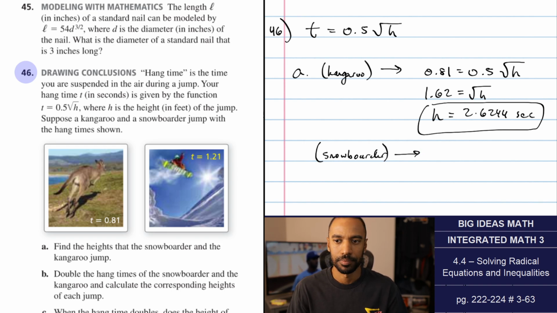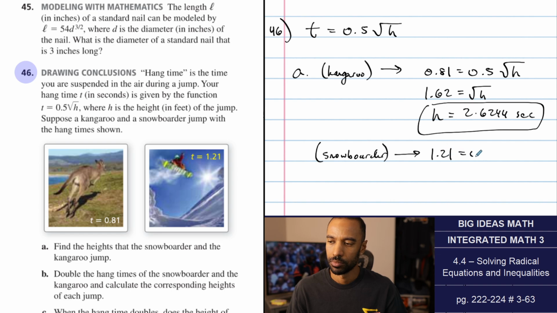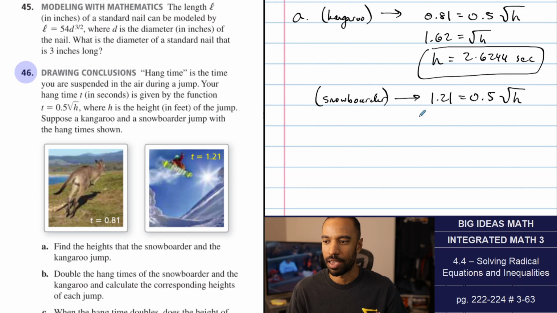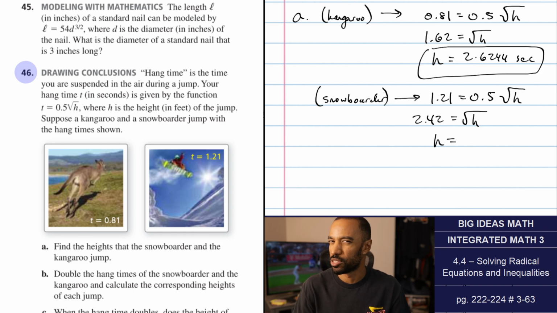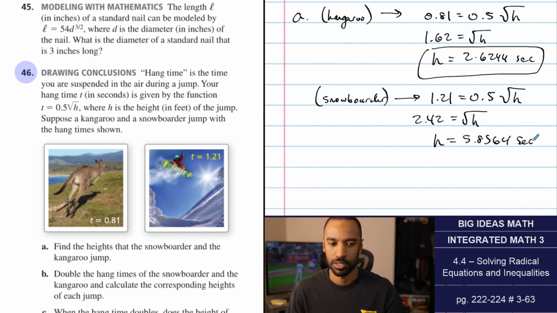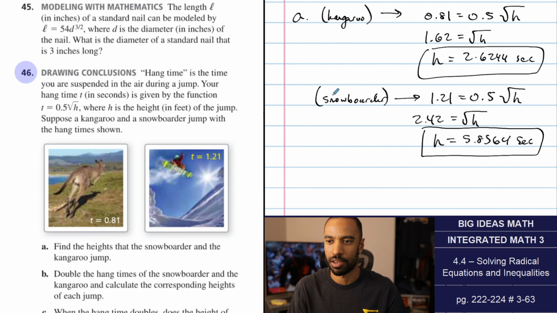And their time is 1.21. Once again, we're going to be doubling because we divide by 0.5, so this is 2.42. And we are going to be squaring this. Now, 2.4 squared is 5.76. So square this, it's going to be a little more than 5.8, or around 5.8, I should say. 2.42 squared is 5.8564. So 5.8564. All right, so there's the height of the snowboarder and the kangaroo based off that hang time.